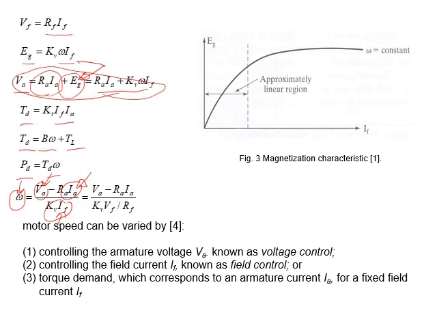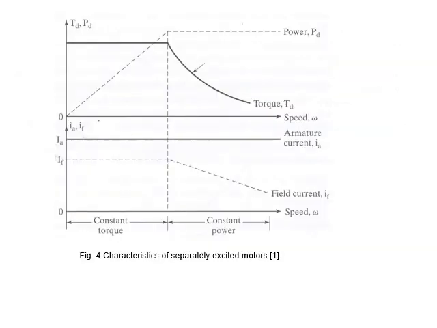But by the way, when we control speed, we control the torque. How do we control this? We control it using power electronic converters. The characteristics of the separately excited DC motor can be classified into two parts: constant torque mode and constant power mode.